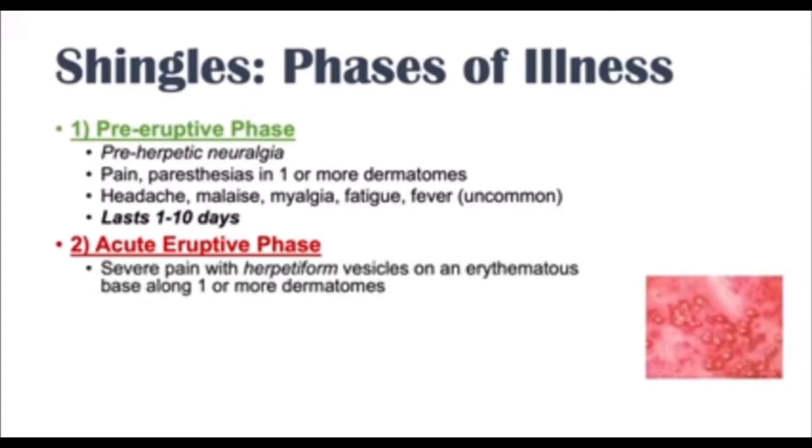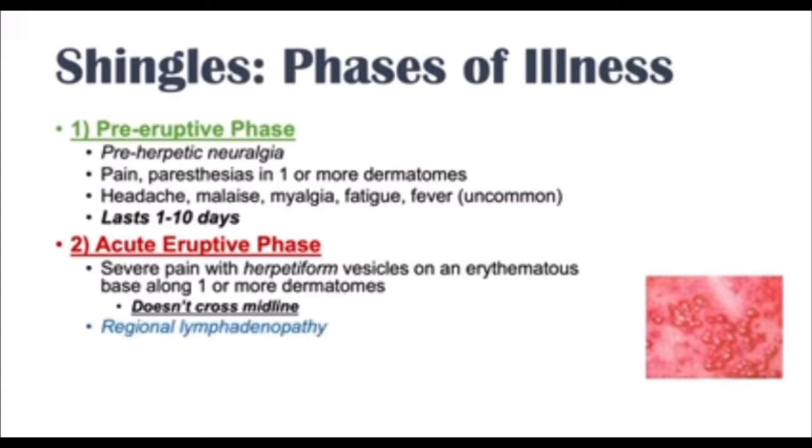The acute eruptive phase is actually when we start to see the herpetiform vesicles. So we get severe pain with herpetiform vesicles on an erythematous base. So there's an underlying skin that's very red with vesicles that erupt, and again these occur on one or more dermatomes. And what's important about shingles is that it doesn't cross the midline. Because it is localized to a dermatome, it doesn't cross the midline. So we're not going to see herpetiform vesicles cross the midline. We're going to see it creep up, and it'll kind of abruptly stop at the midline of someone's body. I'll show you an image to further explain this a bit later.